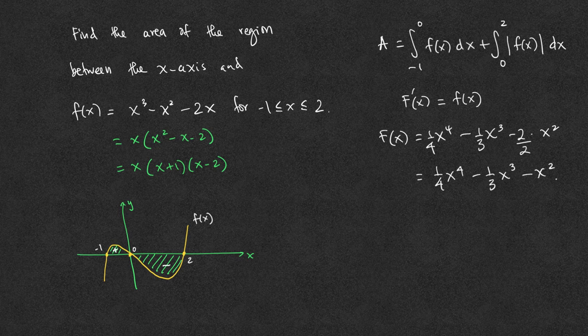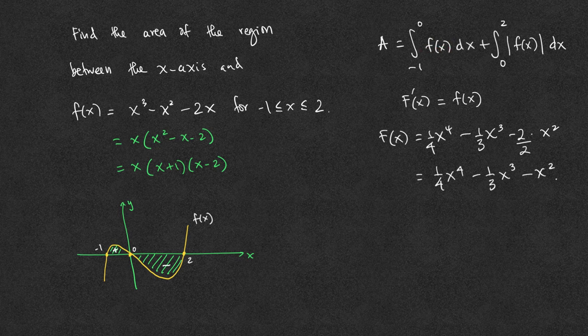And we should check this. If we take the derivative of uppercase F, which is this expression, we need to get f of x back. The derivative of 1/4 x to the fourth is 1/4 times 4x cubed, which is x cubed. The derivative of -1 over 3 x cubed is -1 over 3 times 3x squared, and -1 over 3 times 3 is -1, so -x squared. The derivative of -x squared is -2x. And so yes, this is an antiderivative of the integrand f of x.